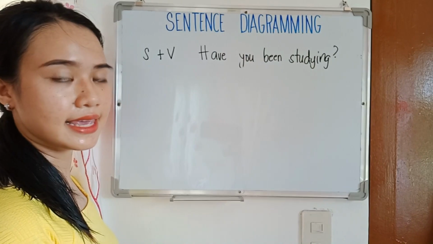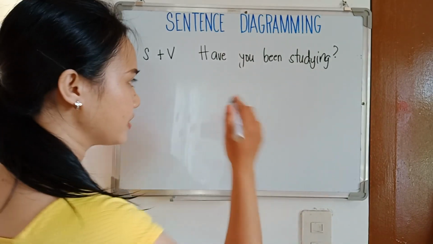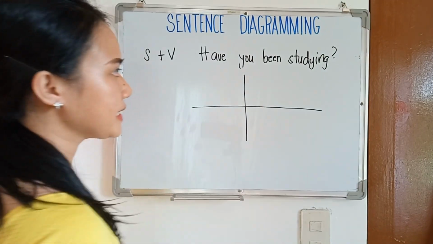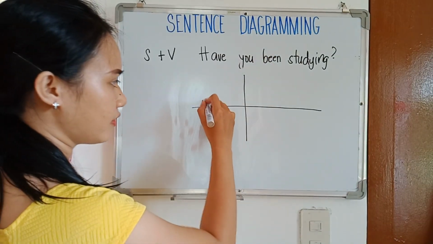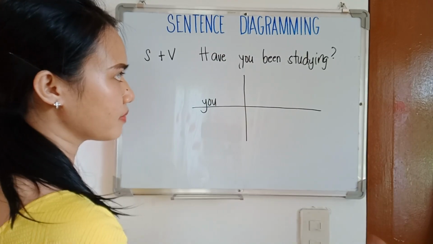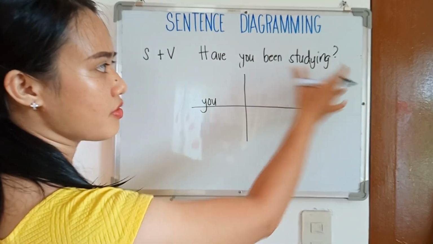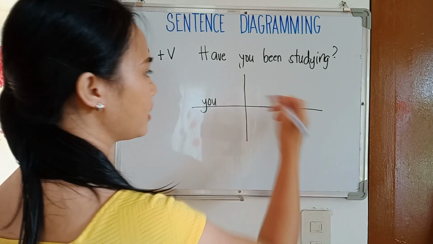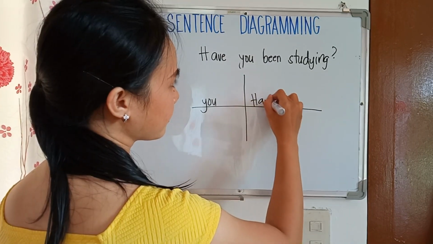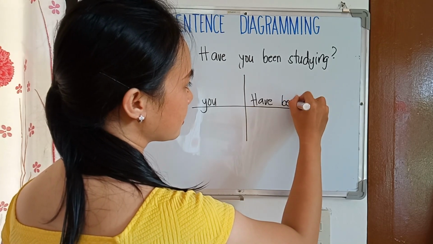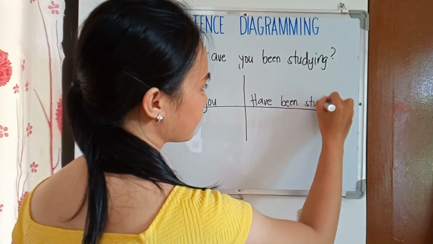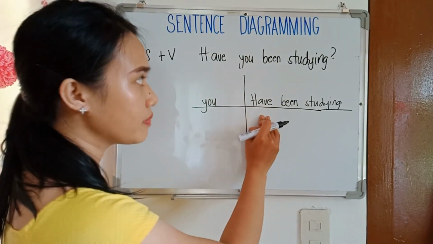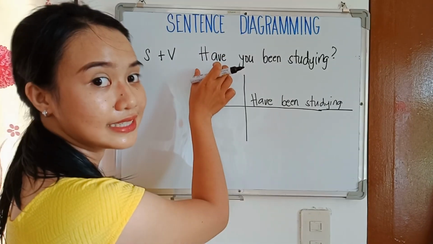Another sentence is, have you been studying? So first step, draw a horizontal line and a vertical line. The subject in that sentence is you, so we're going to write you here. And the verb is have been studying. So this is considered a verb phrase because this is a verb composed of many words. So have been studying. If you notice, I still wrote capital letter H here because this is the beginning of the sentence.